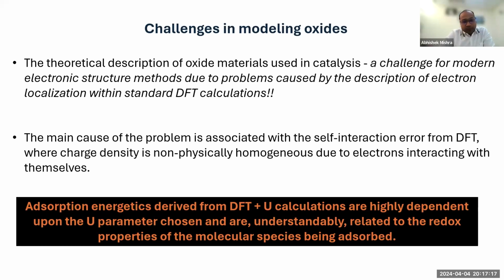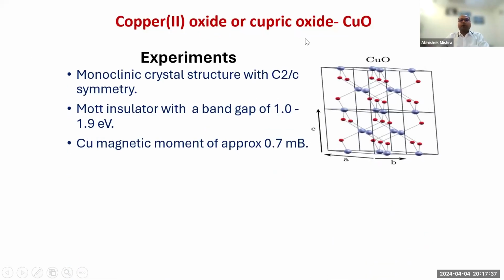Also, there is a lot of research now which says that if you calculate the absorption energies from plain DFT, you will get different energies compared to the inclusion of the U parameter, the Hubbard U parameter, in our model. So let's take some basic examples.